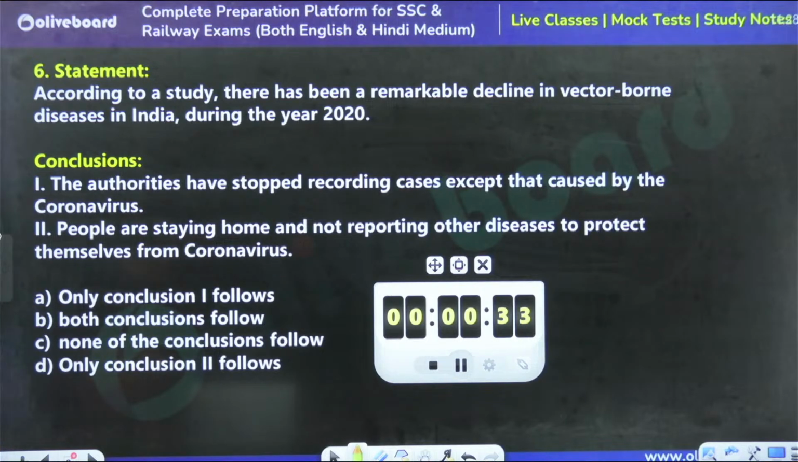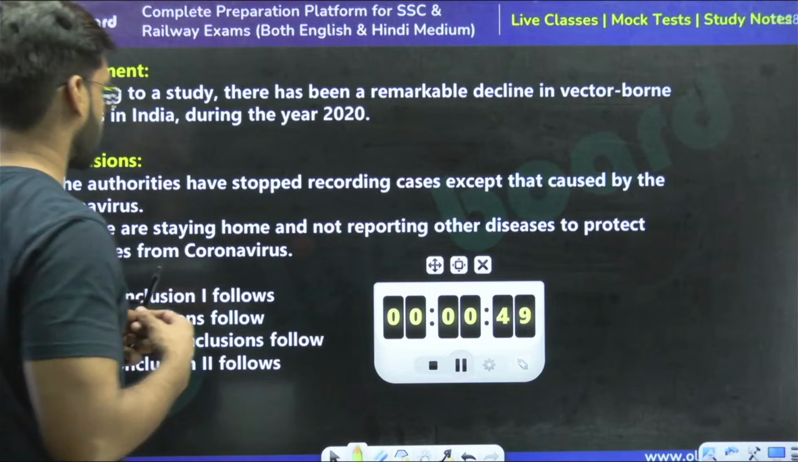Jayant is saying none. Avijit is saying C. Everyone is saying C. Okay, let's see.